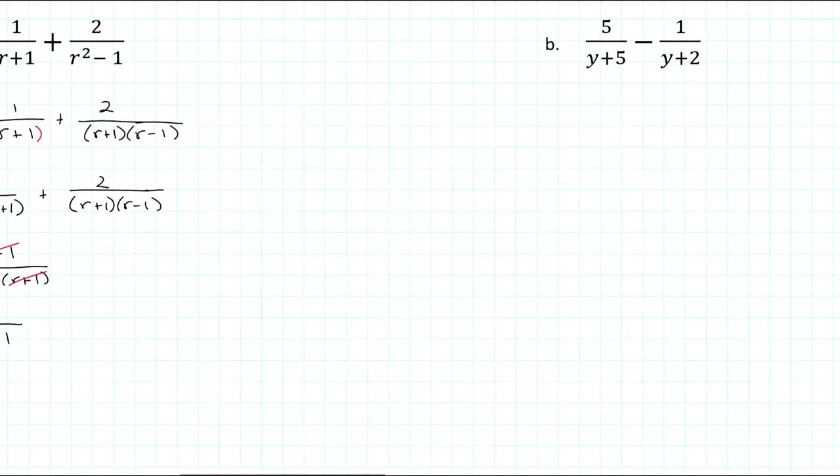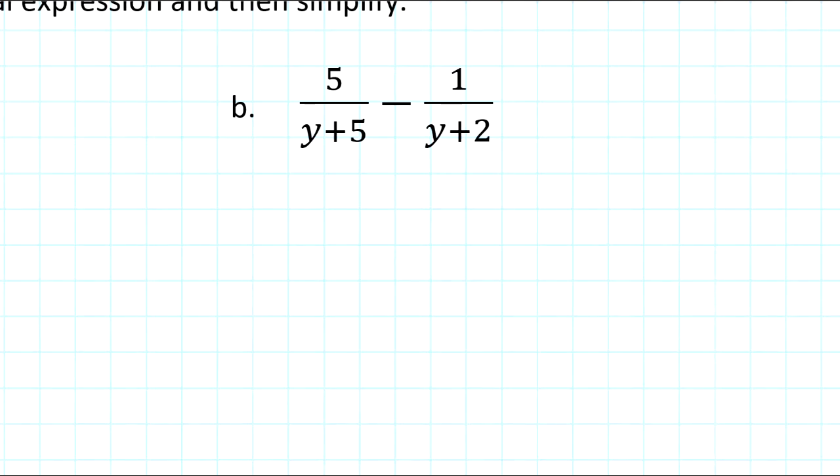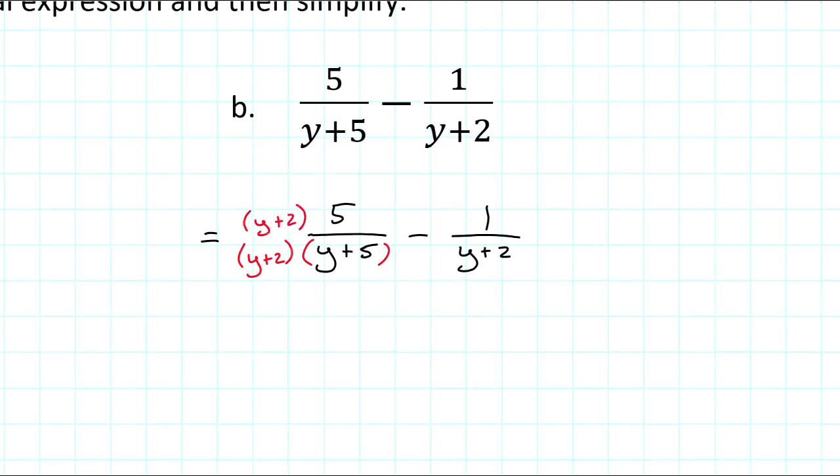All right, let's move on to part B, where we have 5 over y plus 5 minus 1 over y plus 2. For this, I'm going to rewrite these. I've got some room. 5 over y plus 5, and then minus 1 over y plus 2. We want to attach a y plus 2 onto the denominator of the first fraction, so we do that top and bottom. And then the second fraction, we need to tack on a y plus 5, top and bottom, to acquire the common denominator of y plus 2 times y plus 5.